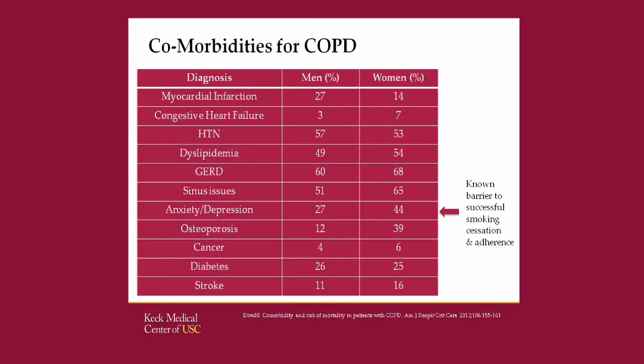And as we come down, looking at anxiety and depression, which will be a major factor with a lot of adherence issues, 27% of men, 44% of women will have it. And the key thing here is that this is known to be a barrier to successful smoking cessation. Right? So we talked about even the mild conditions, you want to do preventive medicine, you're not going to be able to achieve the success if you're not addressing some of these underlying issues.